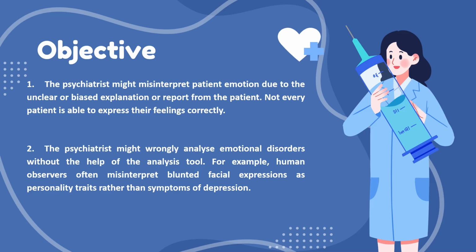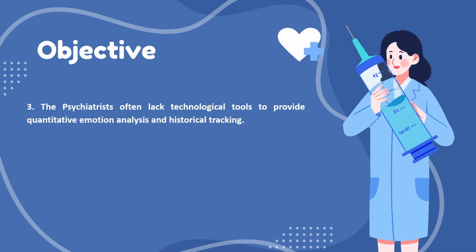So the objective for this FYP is to help the psychiatrist who might misinterpret patient emotion due to unclear or biased explanation or reports from the patient. Not every patient is able to express their feelings correctly. And then the second one is to help the psychiatrist, because the psychiatrist might wrongly analyze emotion, or distort it, without the help of an analysis tool. For example, human observers often misinterpret blunted facial expression as a personality trait rather than a symptom of depression. And number 3 is that the psychiatrist often lacks technology tools to provide quantitative emotion analysis and historical tracking.